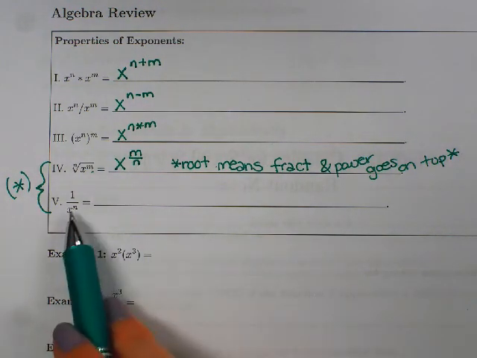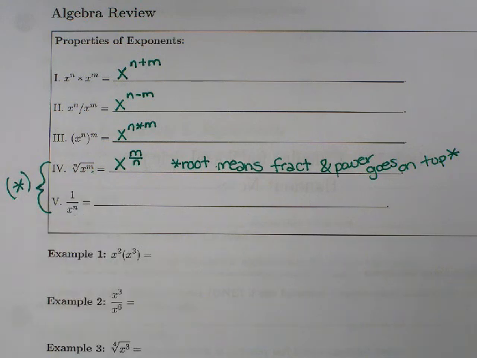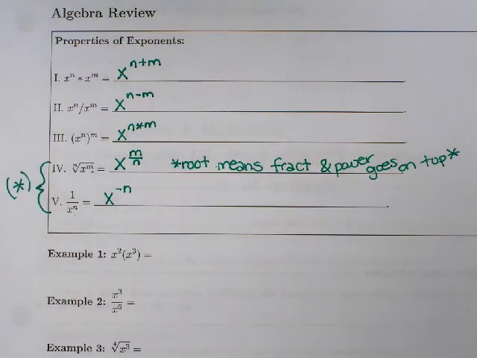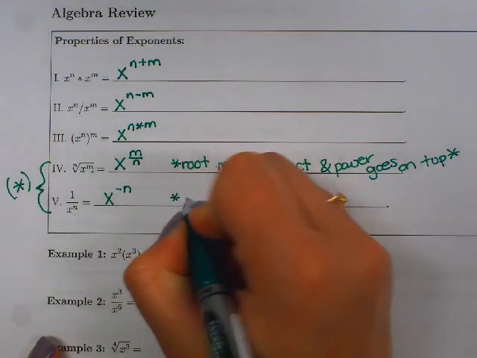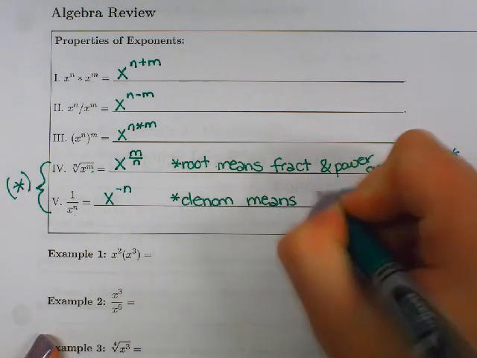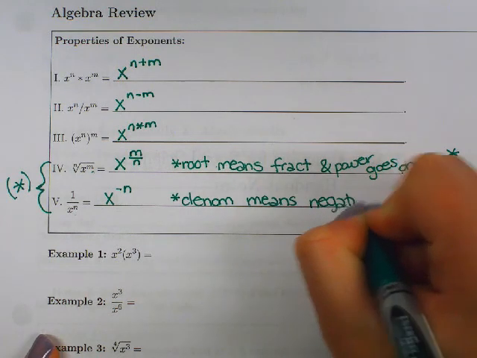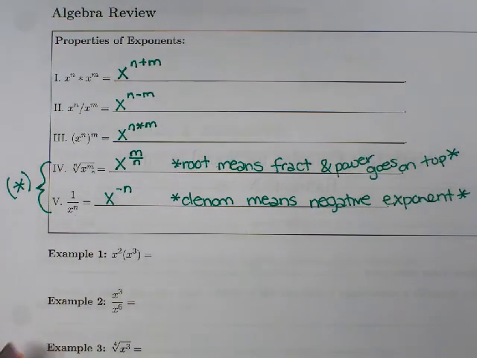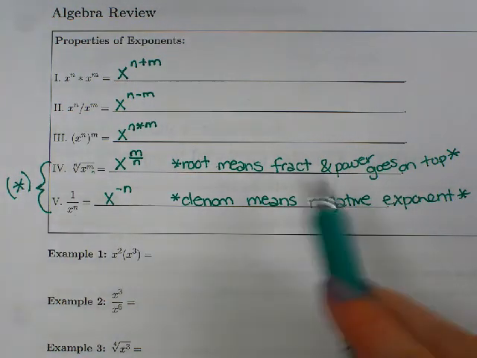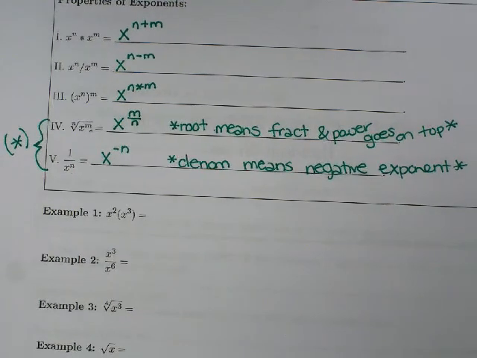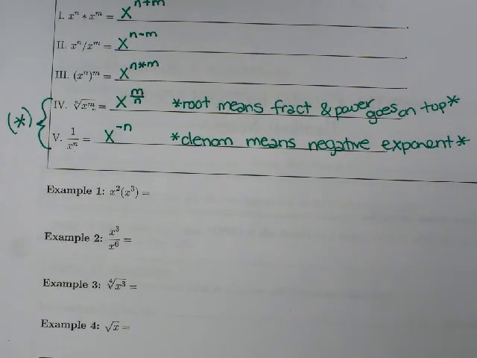And then our last property that we're going to use a lot for derivatives is 1 over x to the n. Just what happens when you have a power in the denominator? It becomes negative. Negative exponents belong in the denominator. So denominator means negative exponent. So the root means a fraction, and if it's in the denominator, that means it's negative. So let's do some practice with this down below.